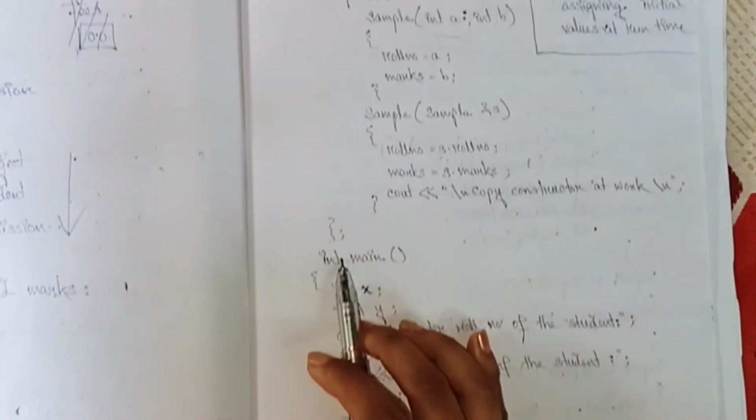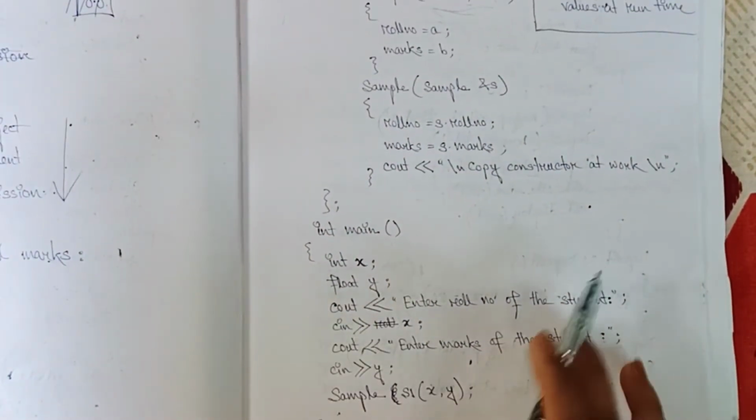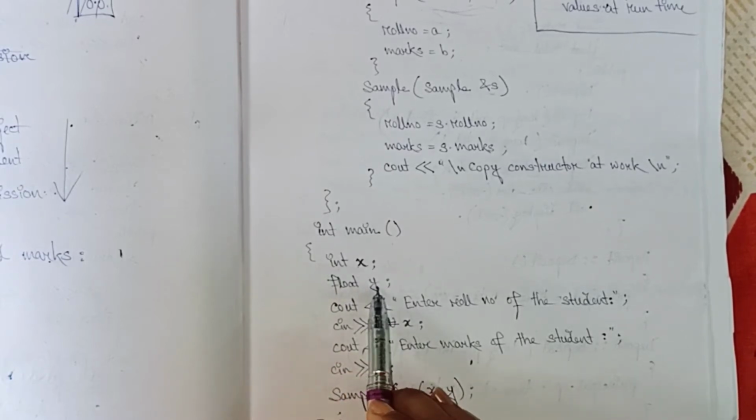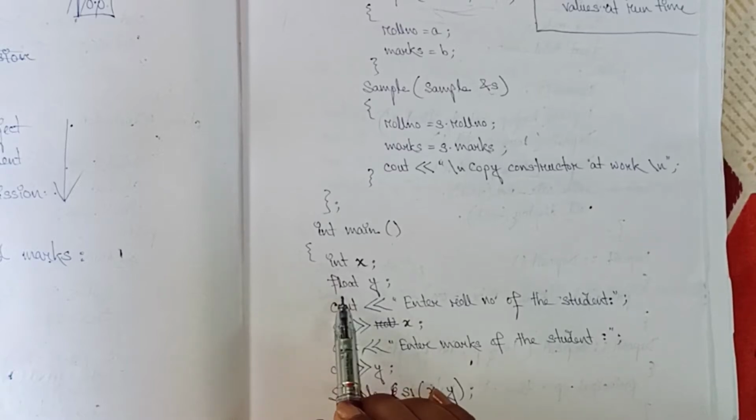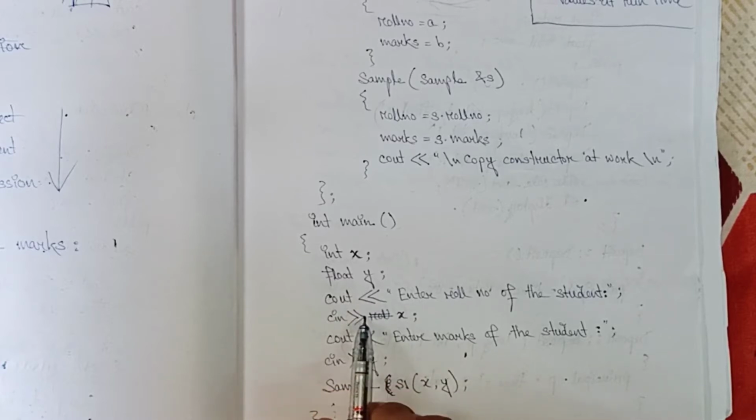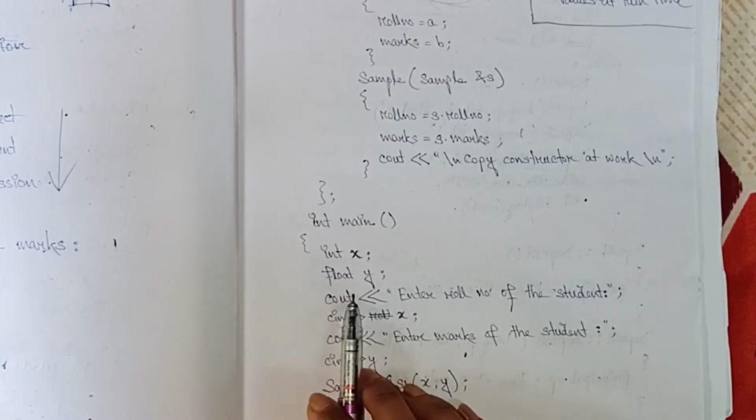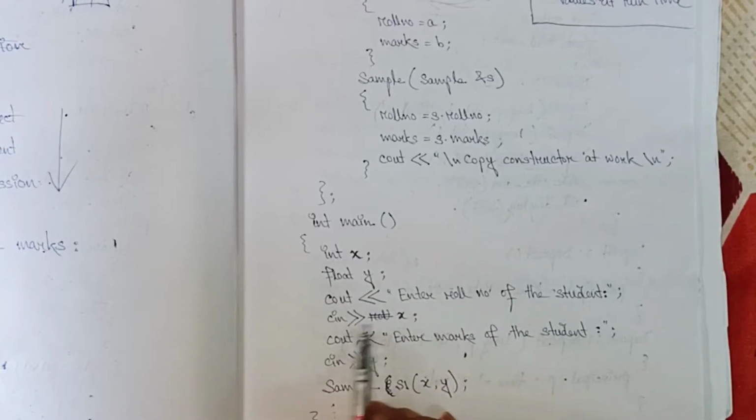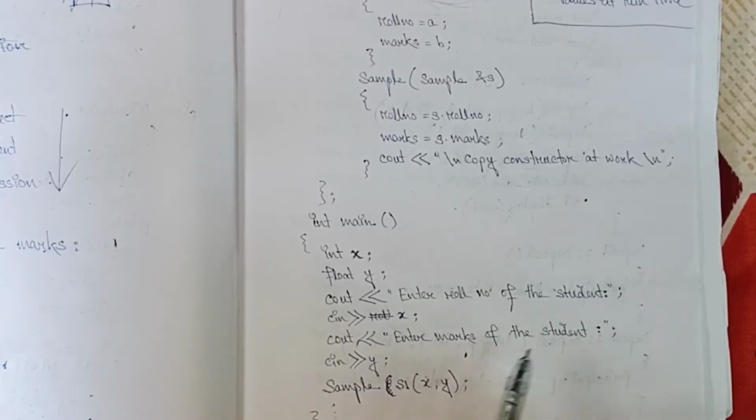Now we are using the main function. In the main function you see we have taken two variables, X and Y. X is of integer type and Y is of floating point type. Now we are telling the user that here we will use dynamic initialization, so the user has to provide the value at the runtime of the program. That's why we have asked the user to enter the roll number of the student. The user will enter some roll number and it will be stored in X. Again we ask the user to enter marks of the student, and the user will enter certain marks and they will be stored in the Y variable.